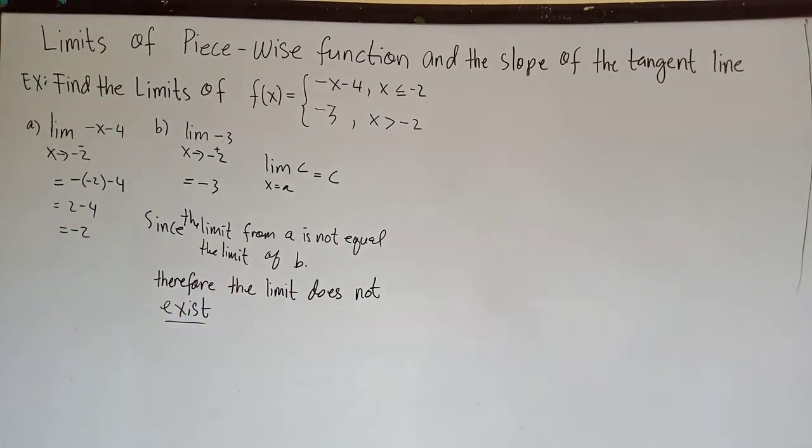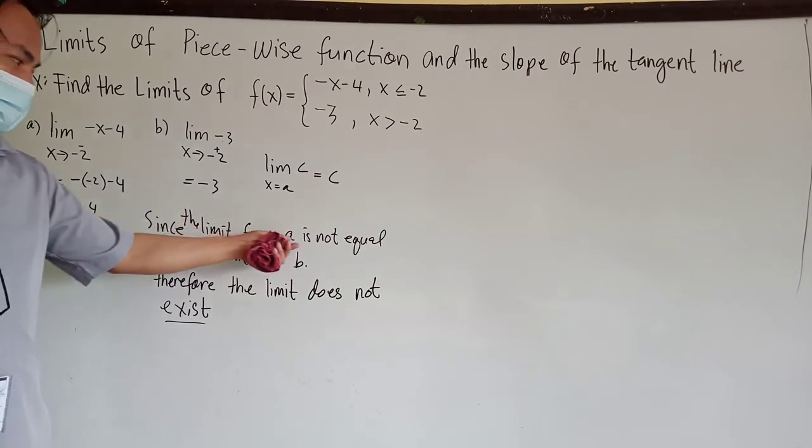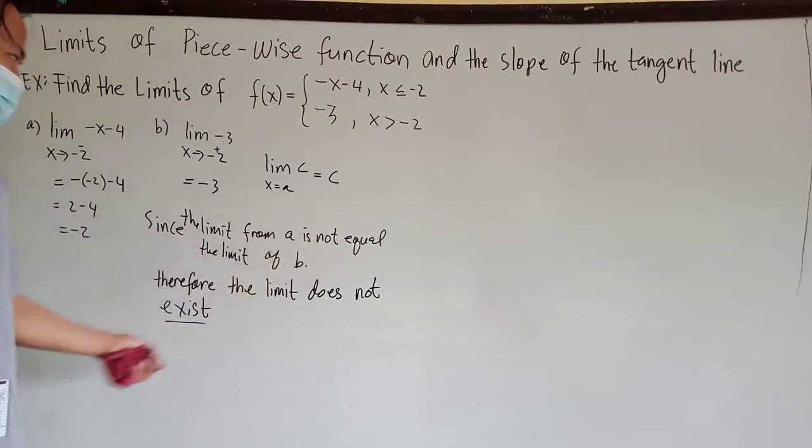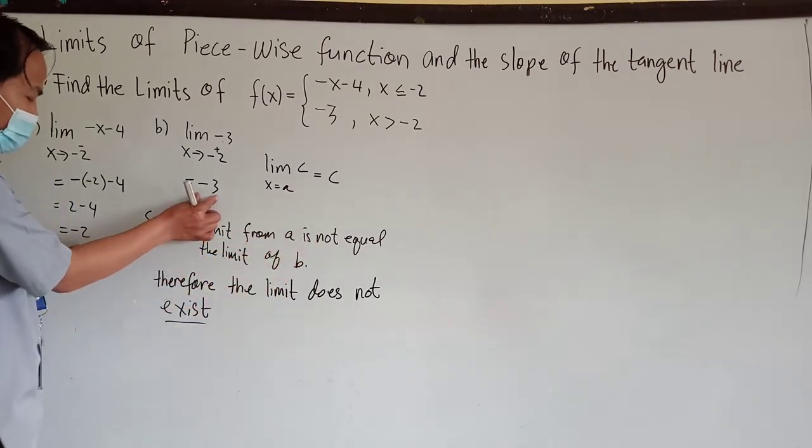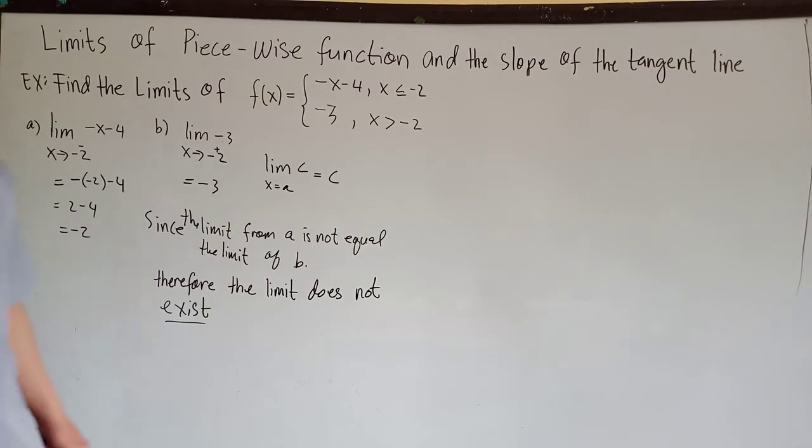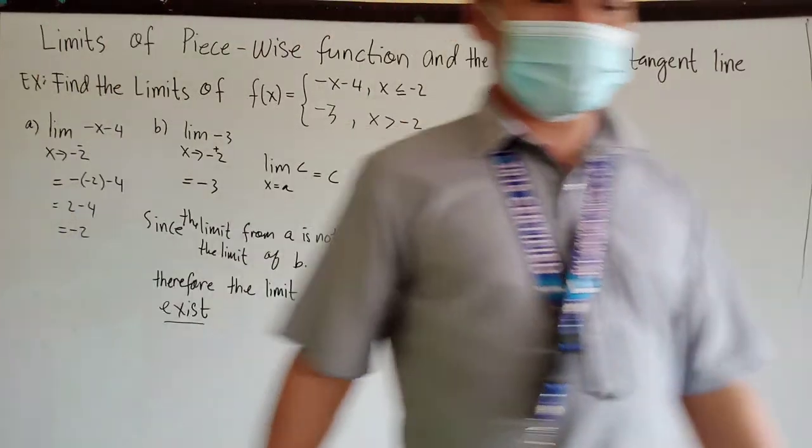The limit does not exist since we evaluated the given piecewise function from the left and from the right, and we found out that the value negative 3 is not equal to negative 2. So therefore, since the limit from A is not equal to the limit from B, the limit does not exist. So very simple.